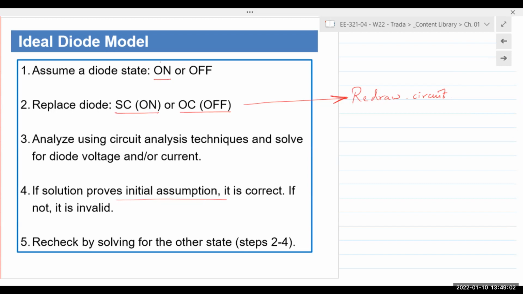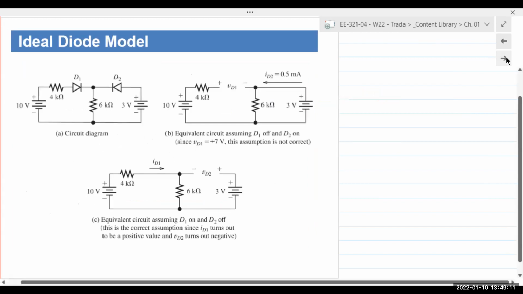Let's see. Okay. Any questions? Any other questions? In the ideal diode model? All right.